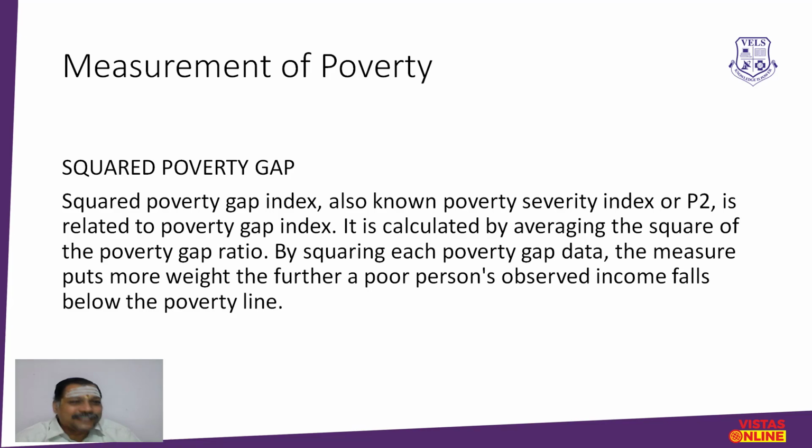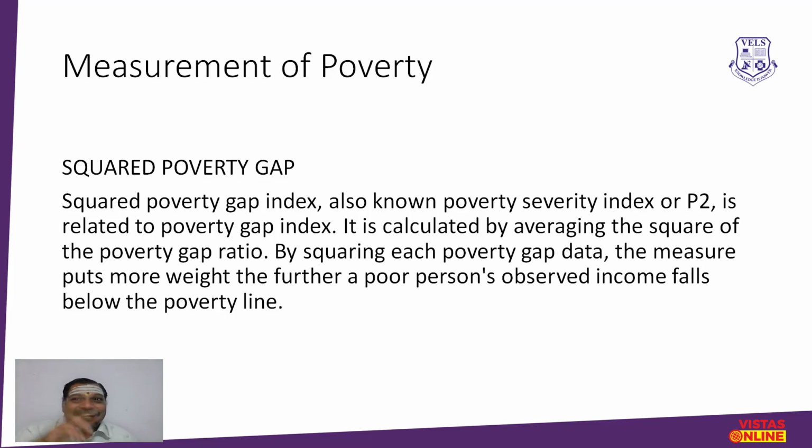The last one is the squared poverty gap. The squared poverty gap index, also known as the poverty severity index. Normally in books you can see it as P2. P1 is the poverty gap, and the second one is the squared poverty gap. We used to call it P2. It is considered to be the relative poverty gap.